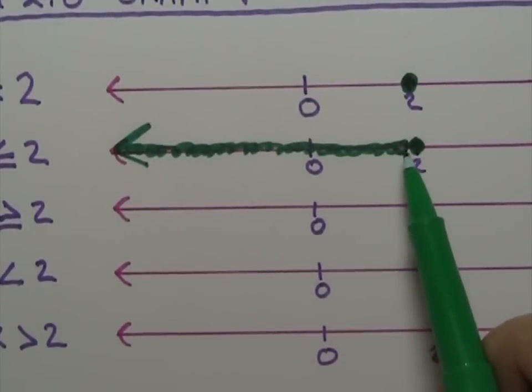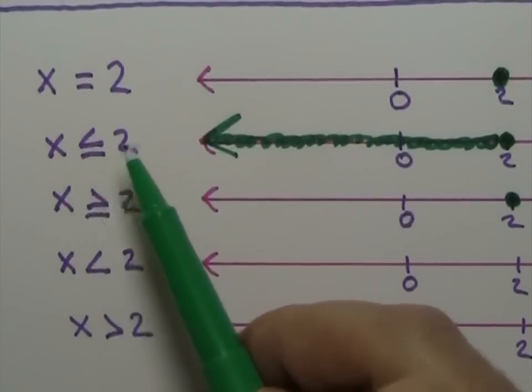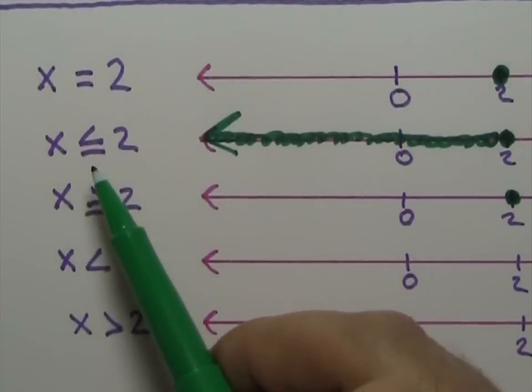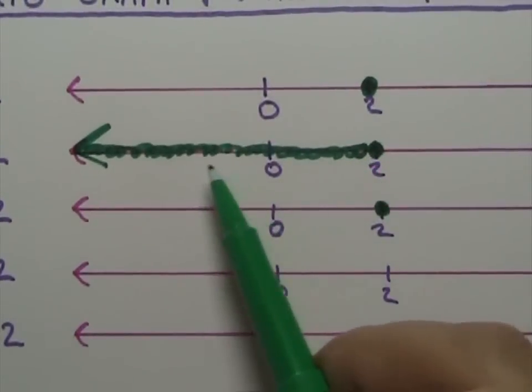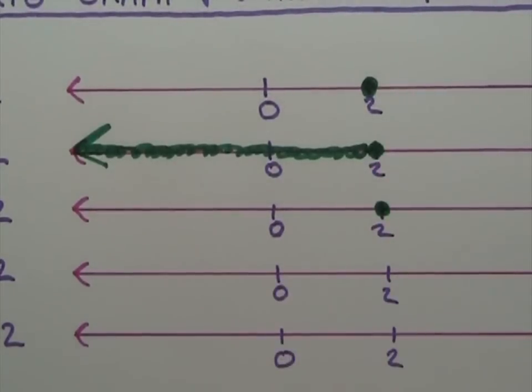So we're displaying all the answers for x. x can be 2, or x can be all the answers less than 2. All the numbers less than 2. So x could be 2 or everything below it.